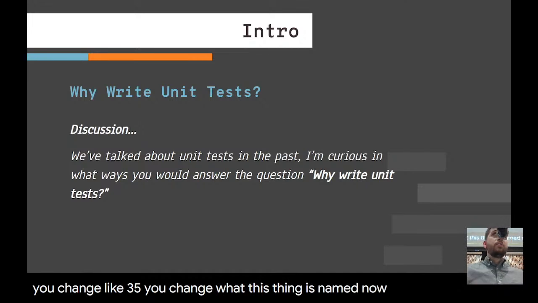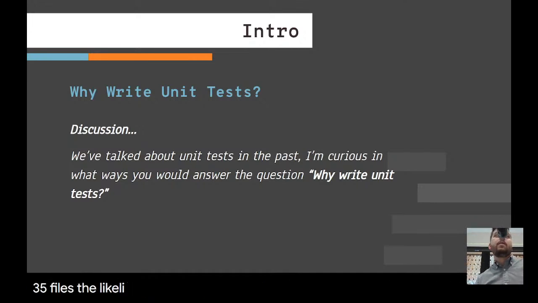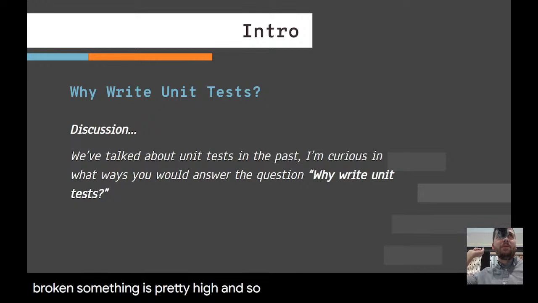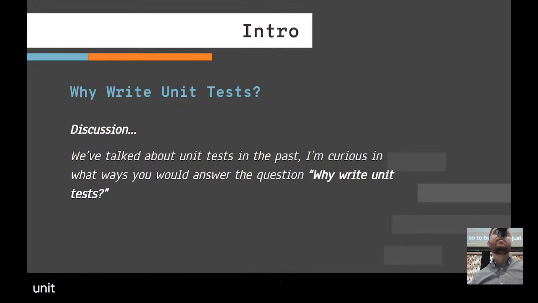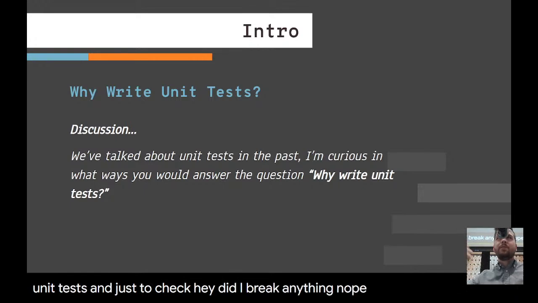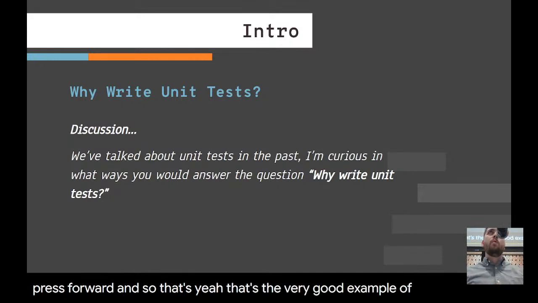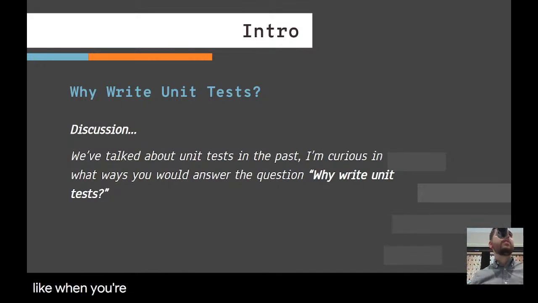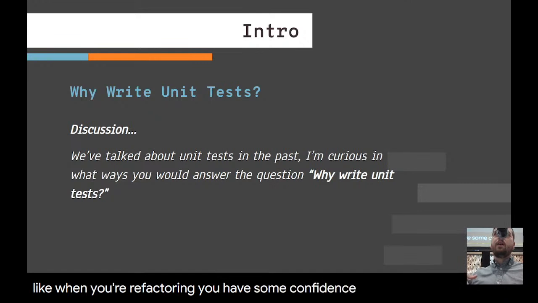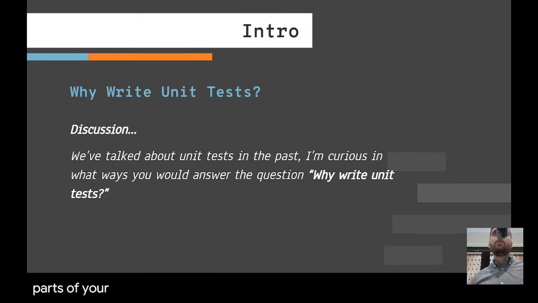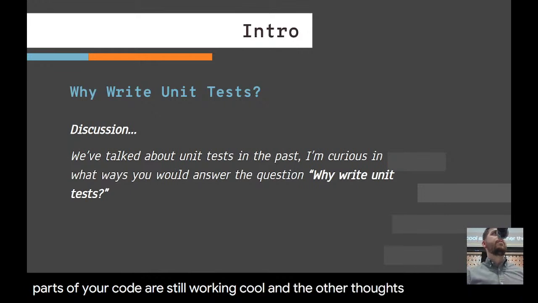Now, in changing those 30 files, the likelihood that someone like myself may have made a mistake and broken something is pretty high. And so to be able to just push a button and run unit tests to check, hey, did I break anything? Nope, we're still good. Then press forward. That's a very good example of why unit tests matter: when you're refactoring, you have some confidence that at least the critical parts of your code are still working. Cool. Any other thoughts?